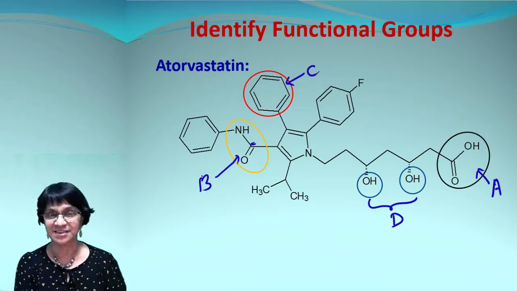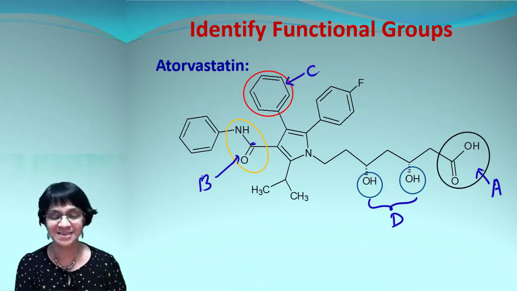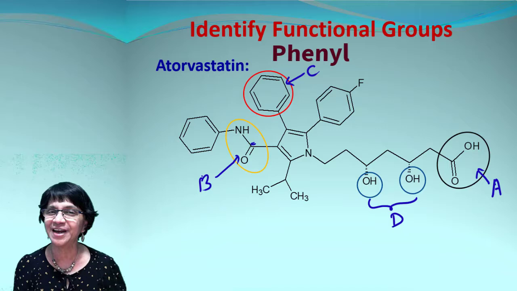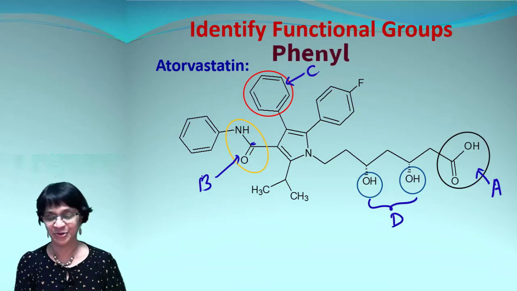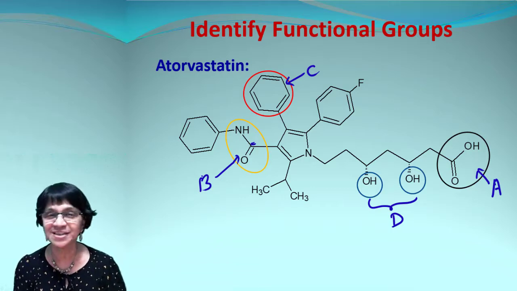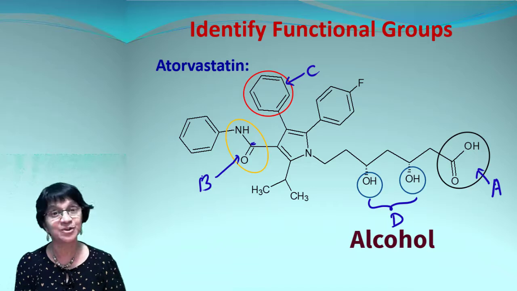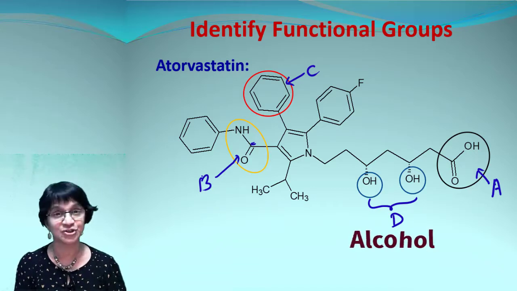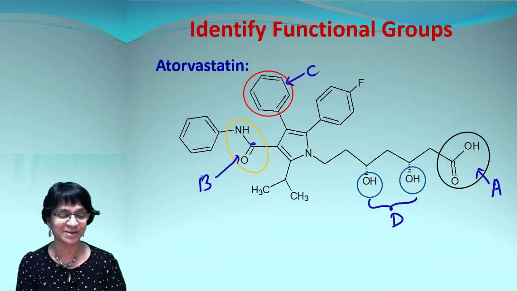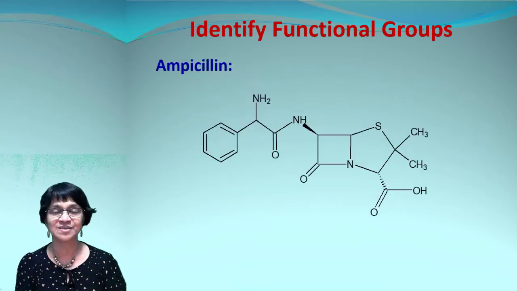Let's look at C. C looks like a benzene ring. So when a benzene ring is attached to a carbon in a molecule, that group is called a phenyl group. And you know what these are? These are all OH. We call these groups alcohol groups, and we got 2 of those. So the question was to find 4 functional groups, and I guess we got 4 functional groups in that molecule.